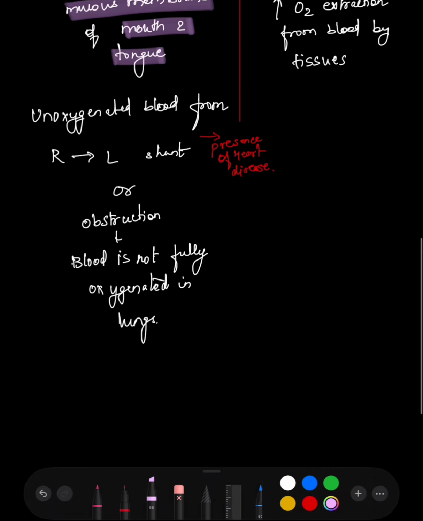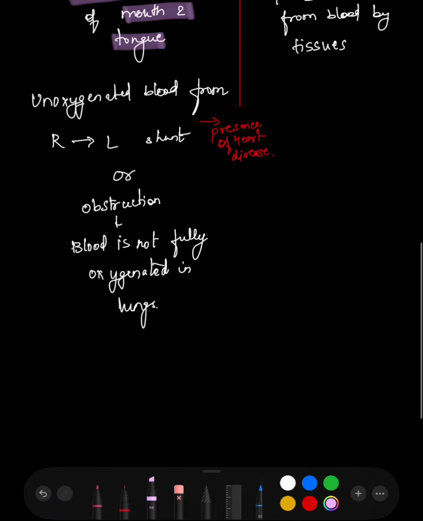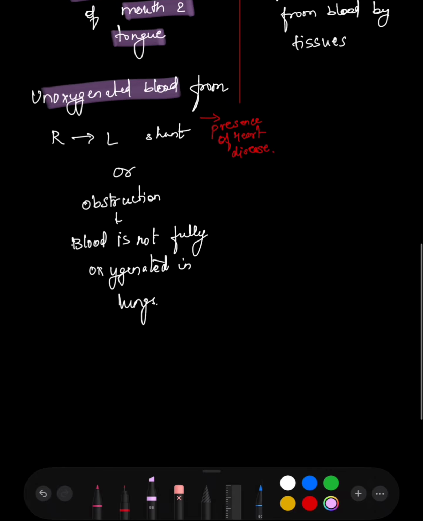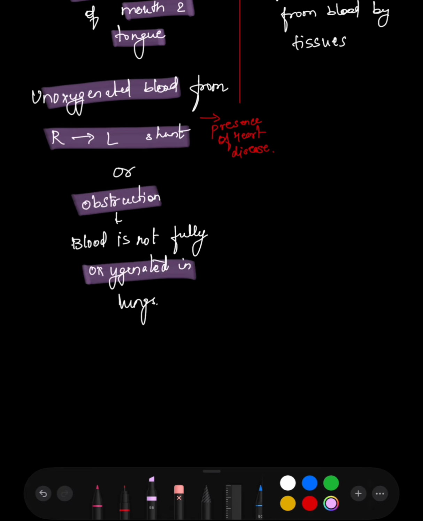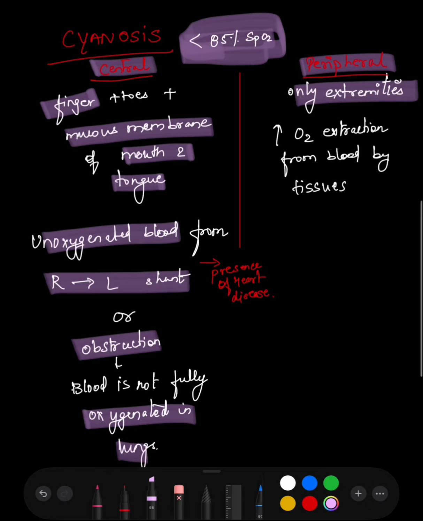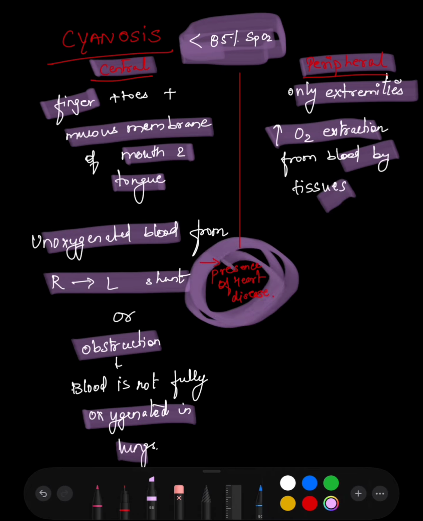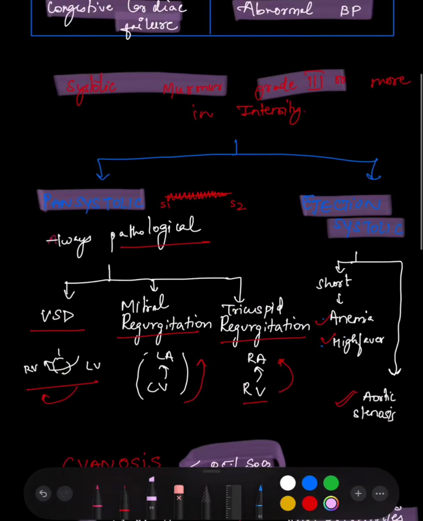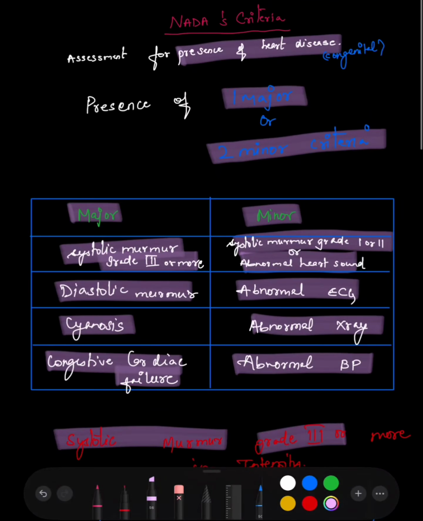Now if you talk about the causes of central cyanosis, it is mainly when there is unoxygenated blood and a shunt from right to left, which shows the presence of heart disease, or there is an obstruction, that is, blood is not fully oxygenated in the lungs. So these are the causes of central cyanosis. And peripheral cyanosis is mainly due to increased O2 extraction from blood by tissue. So if we talk about the presence of heart disease, it will be the shunt from right to left. So this was all about NADA's criteria. Thank you for watching.